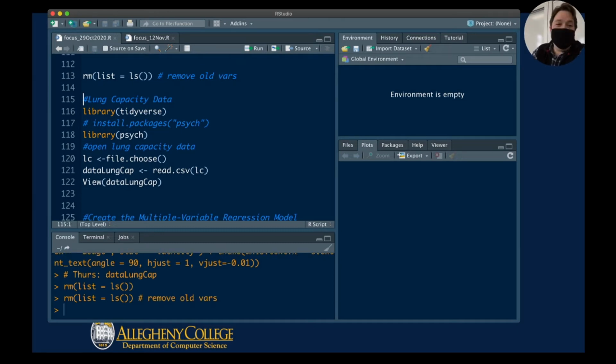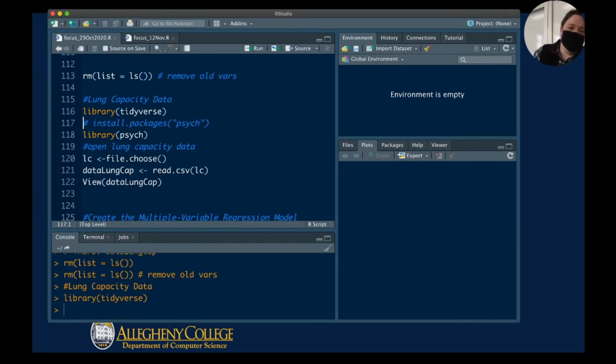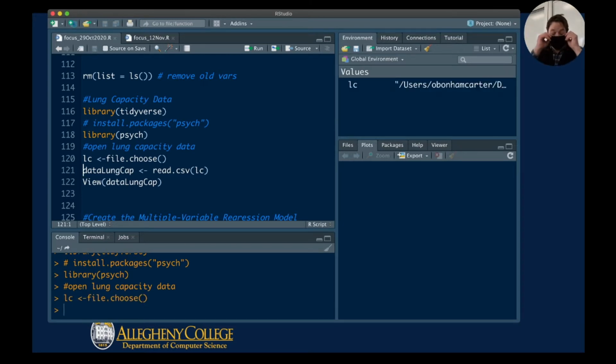Hopefully you can all see where I am. And then I load my tidyverse. You have to load your tidyverse. I'm going to open the psych library just because I may have to use it later on, but it doesn't hurt to open it now. I'm going to load my variable that's going to be the file name and path that has the data. So I'm going to that lung cap file that you have in your sandbox. So you should have this.